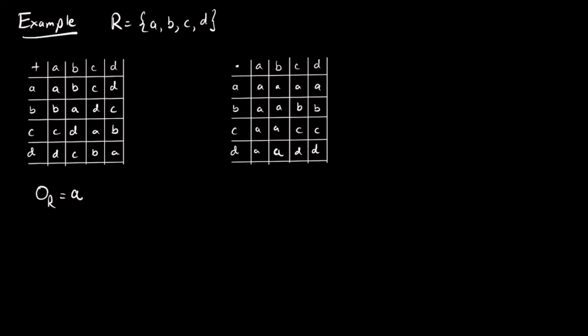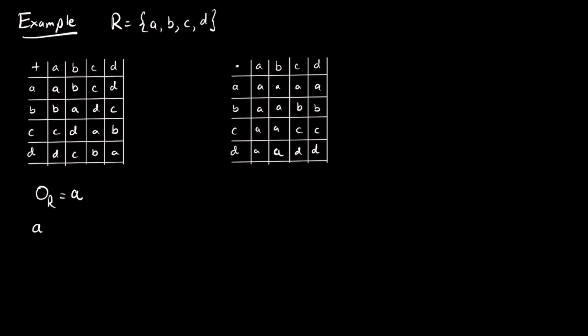If I do a plus c, I get c back. Okay, so the zero element is a. What about additive inverses? Is there a way to return to our zero element? Is there a way to return to a? Well, let's think about it.